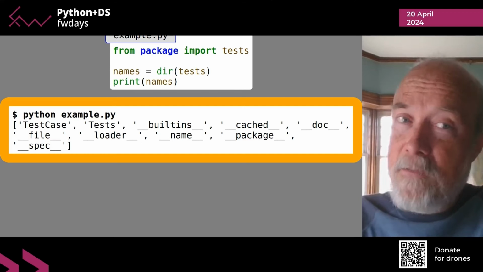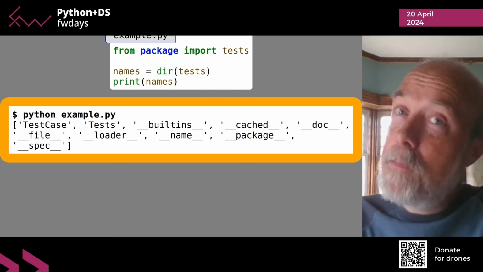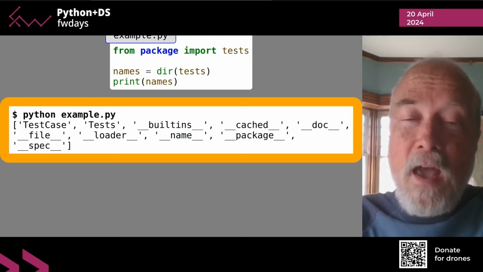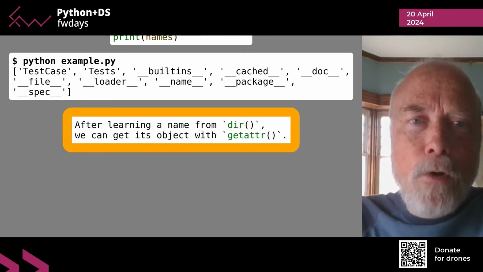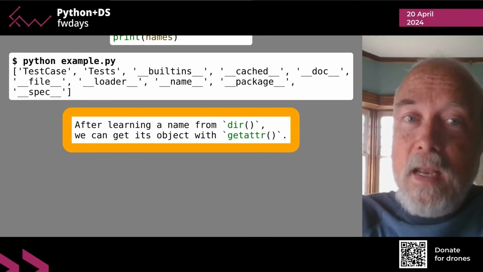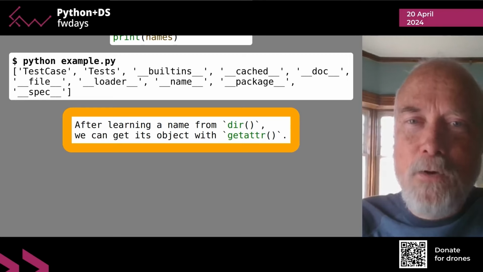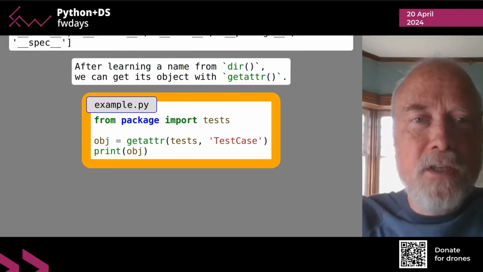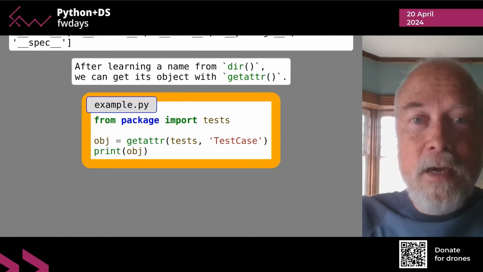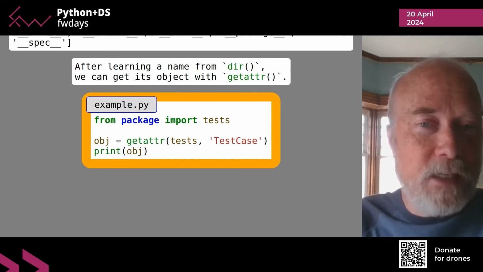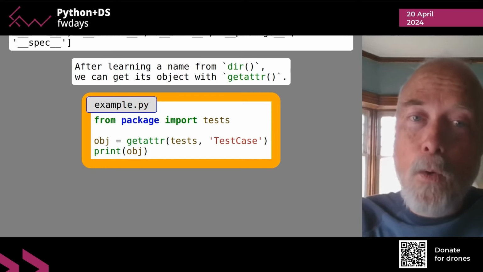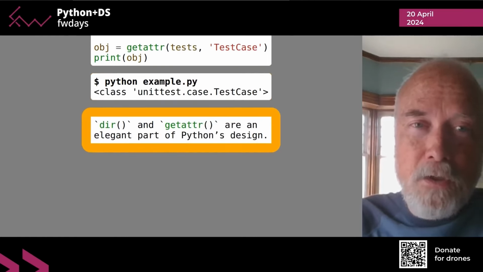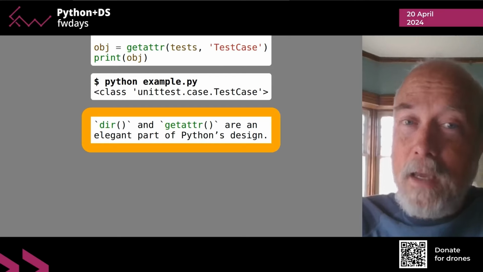But you can see there at the beginning of the list, TestCase and Tests, both things imported from outside and things defined in the module, are available in that namespace. After learning a name from dir, we can get its object, the thing it refers to, with getattr. So now we're pivoting example.py to just a single getattr call on tests to try to look up a name that we've just listed as a string, TestCase. Will the object come back and be printed? Yes. So those are the two steps, the two abilities, dir and getattr.